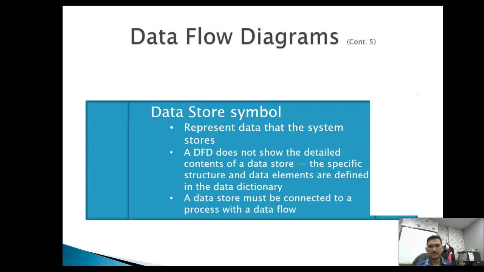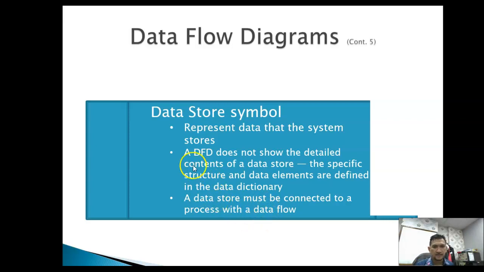Now the data store symbol. This one is for Gane and Sarson. It represents data that the system stores. The DFD does not show the detailed contents of the data store. Specific structure and data elements are defined in the data dictionary. When you come to the database topic, we will learn about the data dictionary and relationships between tables. A data store must be connected to a process with a data flow.